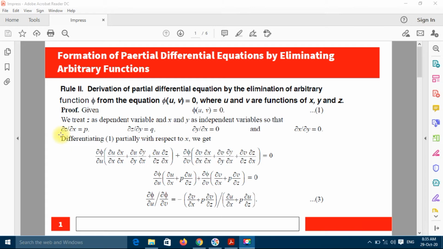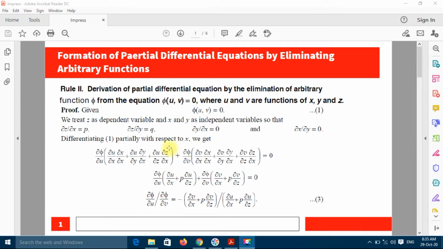So the partial derivative of z with respect to x is denoted by p, the partial derivative of z with respect to y is denoted by q, the partial derivative of y with respect to x is 0, and the partial derivative of x with respect to y is 0.